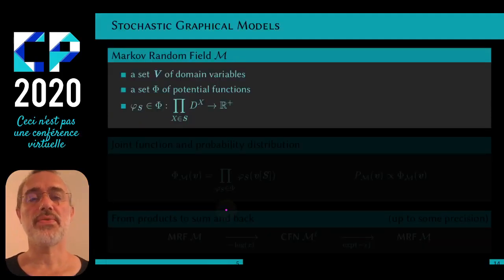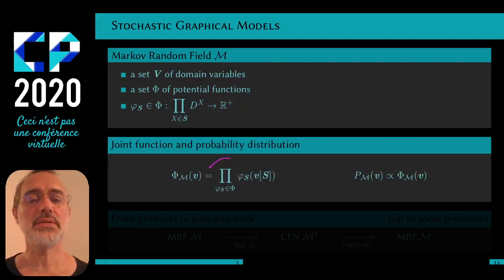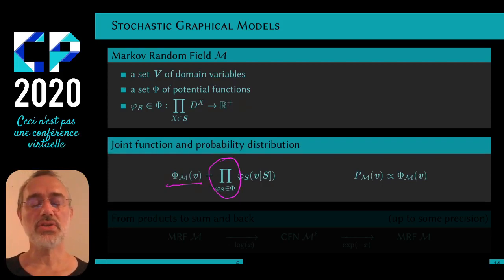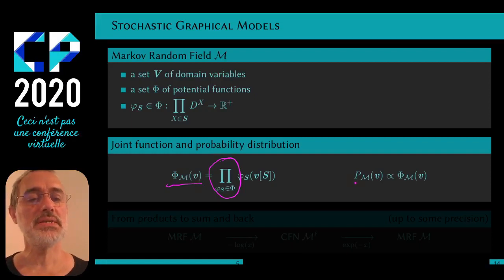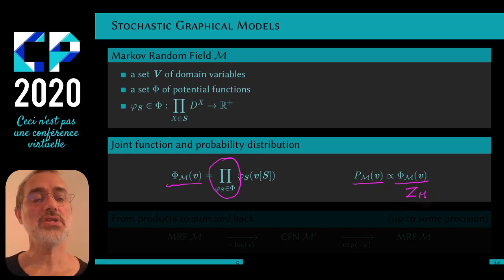The second type of graphical model we consider is the stochastic graphical model called Markov random field. Again, domain variables, functions, in this case non-negative real functions. But the main difference is that instead of combining them by sum, we combine them by product. It gives a joint function, which is a non-negative function over all tuples of variables, and you can transform this into a probability distribution just by normalizing the joint function by a constant, which is, however, #P-hard to compute.